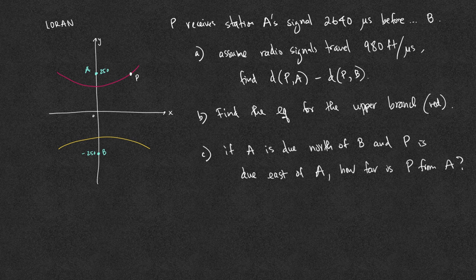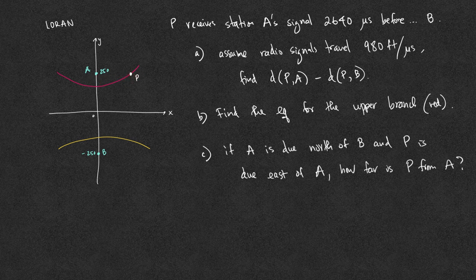Assuming that the radio signals travel 980 feet per microsecond, find the difference in the distances from P to A and P to B. Find the equation of the upper branch in red color. If A is due north of B and P is due east of A, how far is P from A?